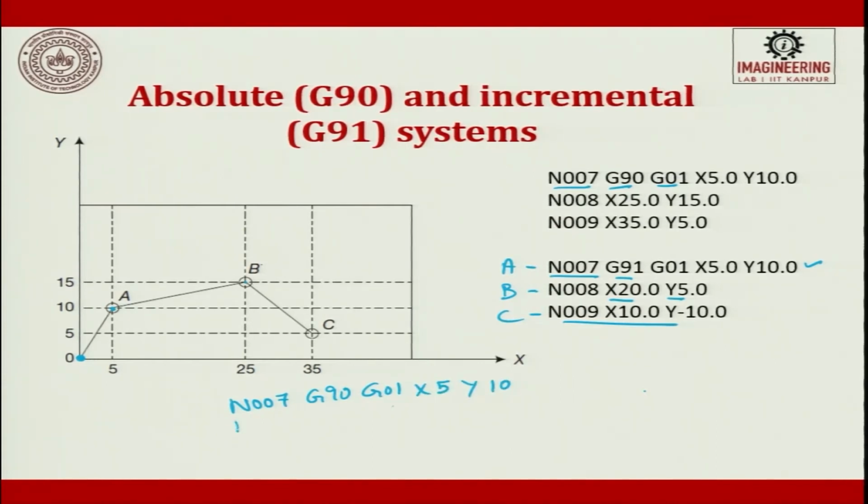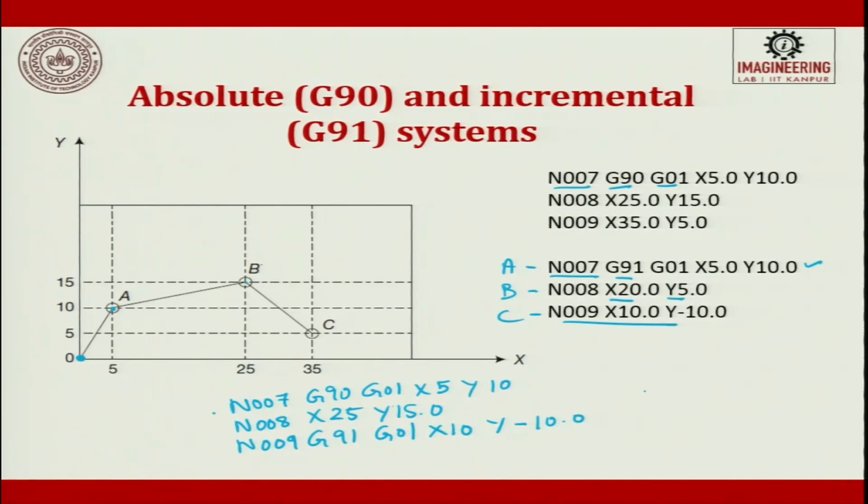The next line I am writing as N008, X25 and Y15. The third line I can write like this: G91, G01. Okay, so now X and Y have come up to 25. Now from 25 I am going to go to 35, so I will say X10 and Y minus 10.